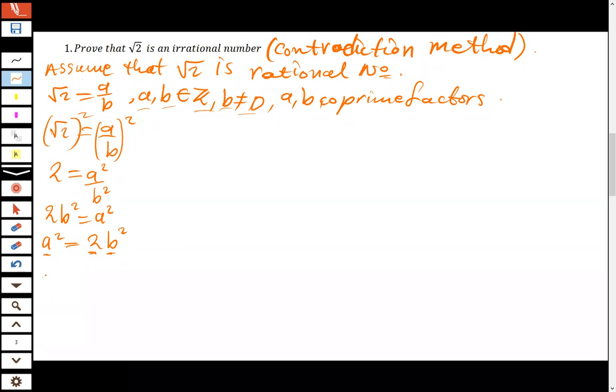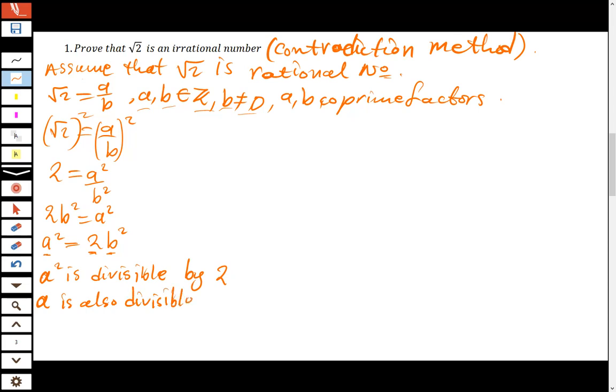So it means that A squared is divisible by 2. And after knowing that A squared is divisible by 2, you can also conclude that the square root of A squared, which is A, is also divisible by 2.